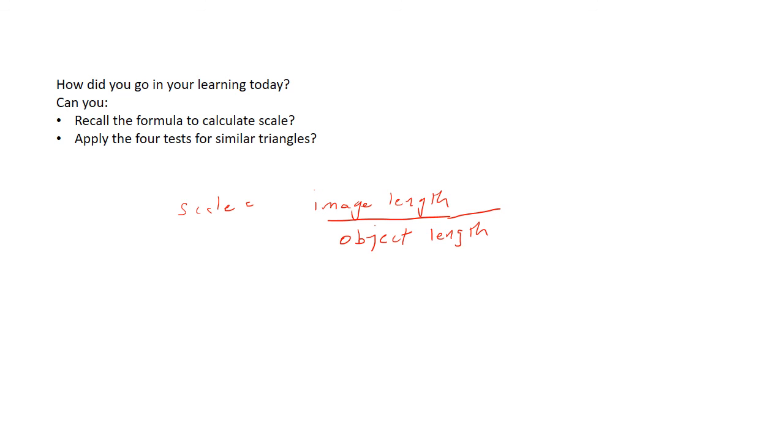enlarged or reduced. And our 4 tests for similar triangles: we've got the side, side, side, where the 3 sides are in proportion. We've got our side, angle, side, where 2 sides are in proportion and the included angle is the same. We've got the angle, angle, side rule, where 2 angles are the same and 1 side is in proportion. And then we've got our RHS rule, where it's a right angle triangle and our hypotenuse and a shorter side are both in proportion to the second triangle.